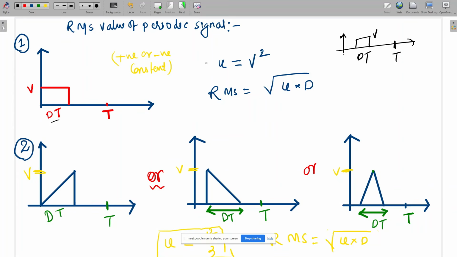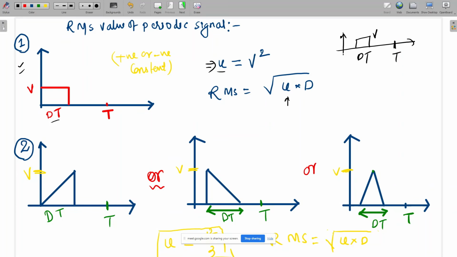So I am defining one function u. What is the value of u for this type of function? That will be V square, which means the square of the amplitude. Here the amplitude is V, so u I am defining as V square. What will be the RMS value? For all types of signals, RMS is equal to the square root of u into D. So for this signal, u is V square, so RMS will be the square root of V square into D.